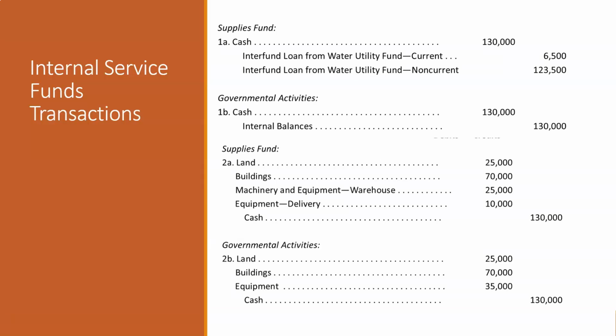The transactions that follow are examples of individual transactions that happen both at the level of the internal service fund, the supplies fund, and at the governmental activities level. First, we have the establishing of the fund, purchasing of the capital things that we get, land, buildings, equipment that we need in order to maintain this fund. More details about each one of these individual transactions is in your textbook in Chapter 7 reading.